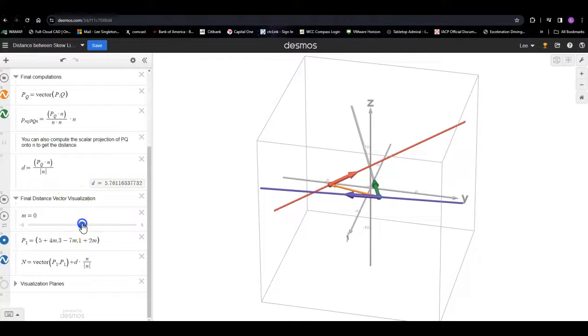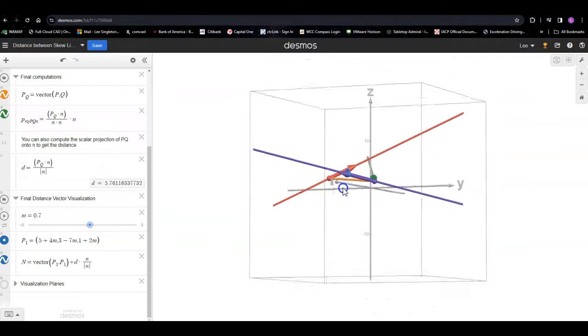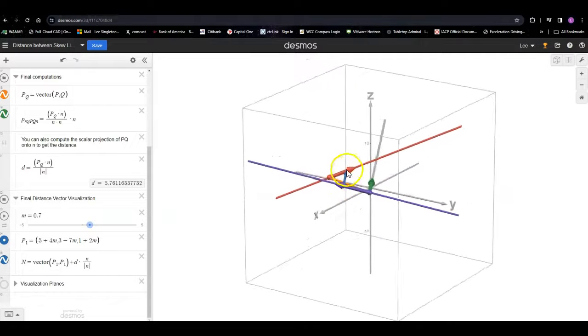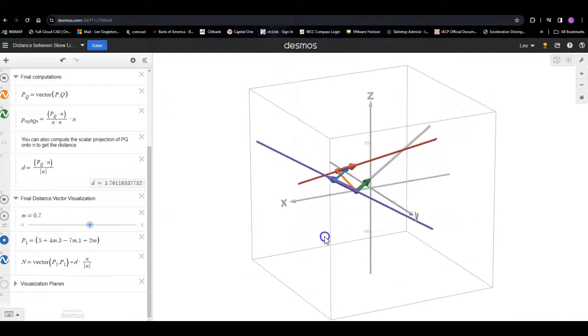And then as I change m, that'll add a scaling factor of that vector. So if m is 1, I'm exactly at the end of that vector. If m is bigger, I go further. If m is negative, I go backward. So that allows me to slide this around in there. So again, there's that one specific place where we get that shortest distance between those two lines that are right there.